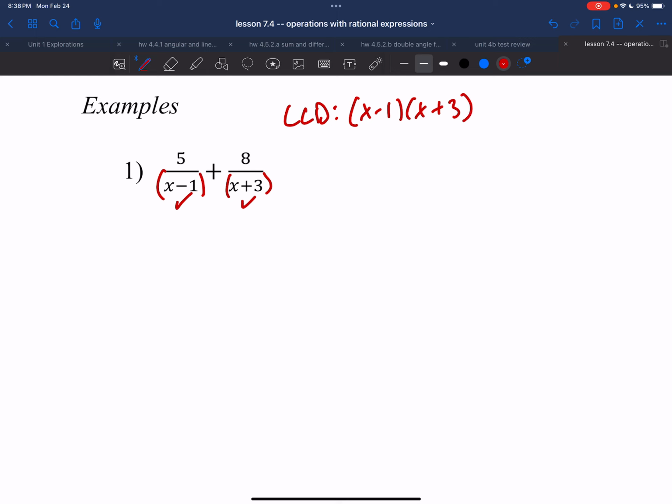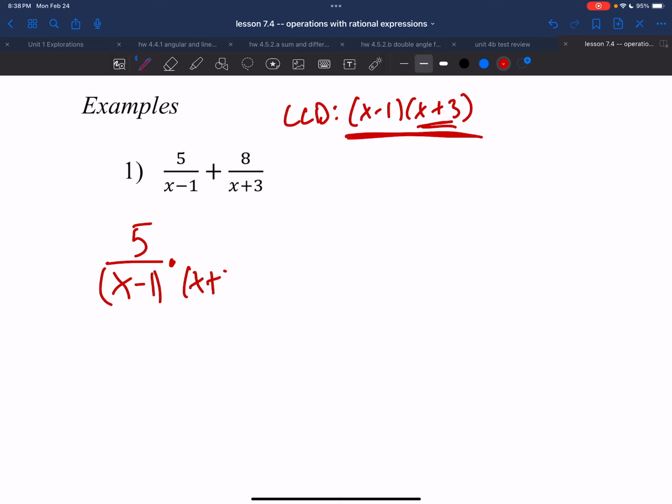I didn't do this in class, but I'm going to do it here in this video and show you how you might write this. So you've got 5 over x minus 1. You want the LCD to be this, so it's missing the x plus 3. So you've got to do x plus 3 here and x plus 3 here. Plus, and then you've got the 8 over x plus 3 here. You have the x plus 3, but you need the x minus 1.